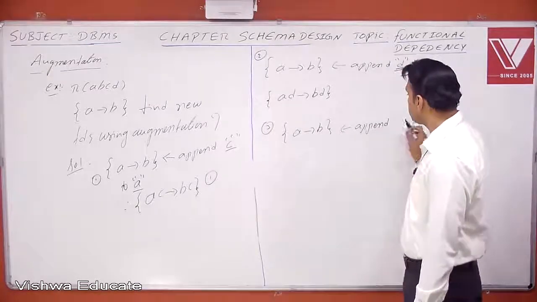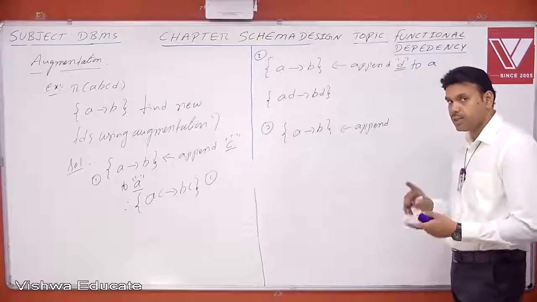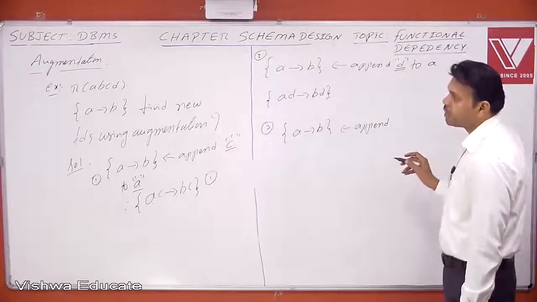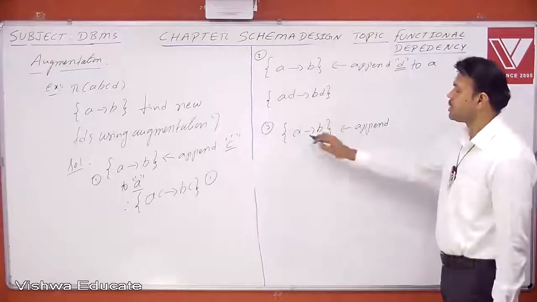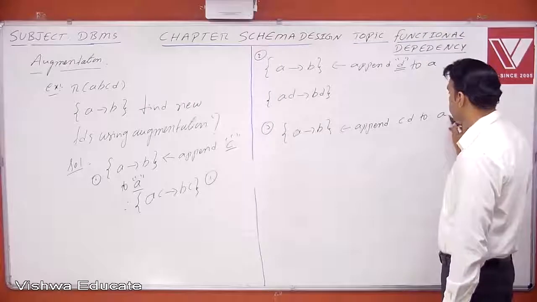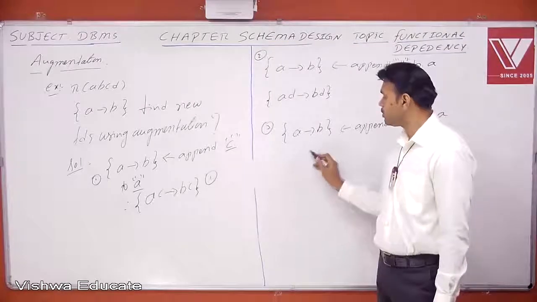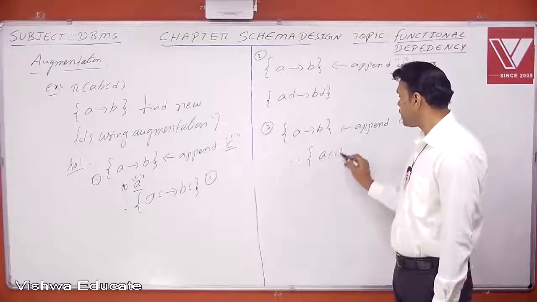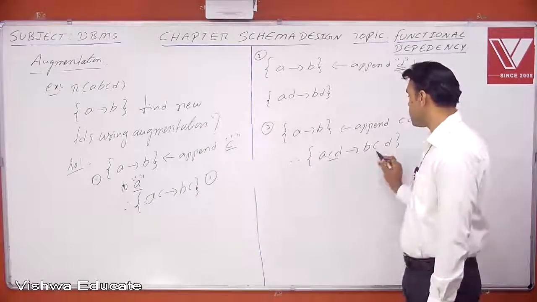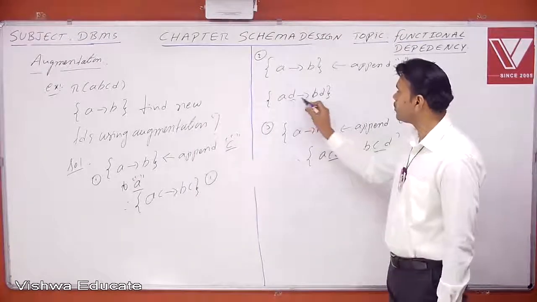Can you append anything? This time I am appending two attributes to A. So what can I append there? Since A tends to B is given, now I am appending CD to A. So therefore, I will get ACD tends to BCD. CD on the right hand side will come.